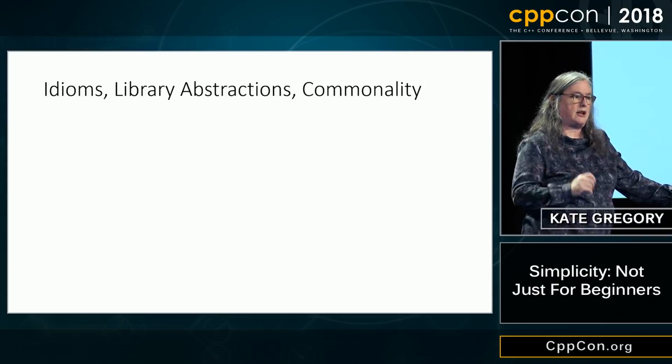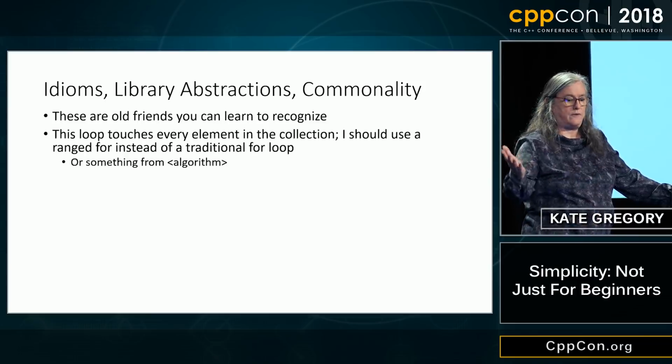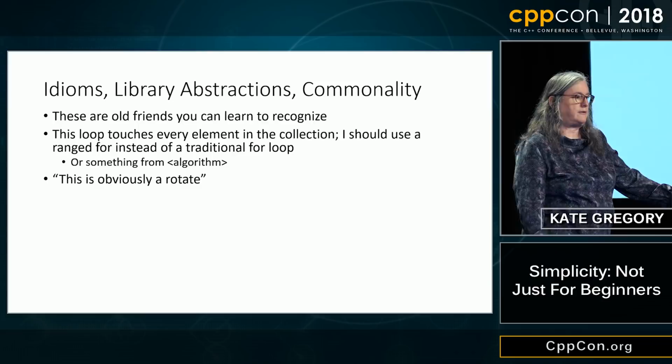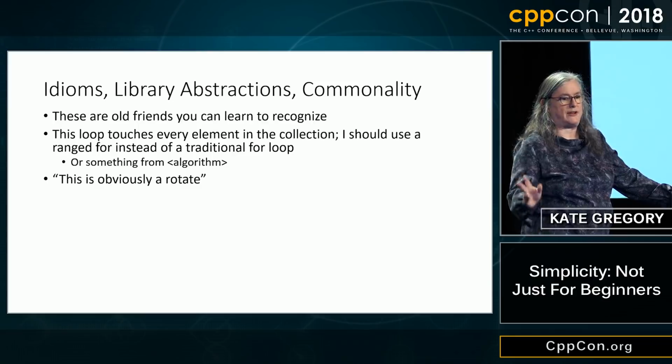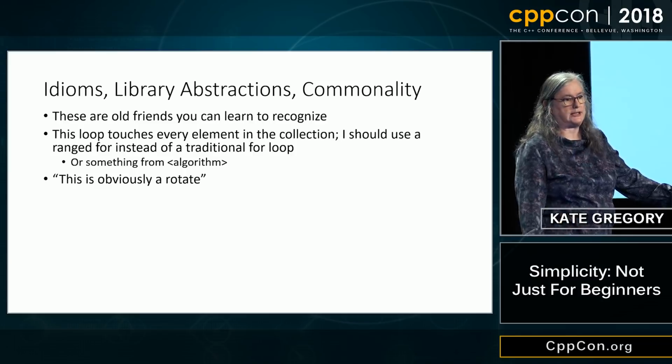Well, that comes up to a real hard thing. You can learn to recognize things. Arranged for: I'm touching every element in the collection, I should use arranged for. Sean's famous line from 5 years ago that I love to quote, this is obviously a rotate. 2 pages of code that were not obviously anything. But you can learn. And you can recognize things from the standard library. You can recognize arranged for. You can recognize all kinds of things and plunk them in instead.